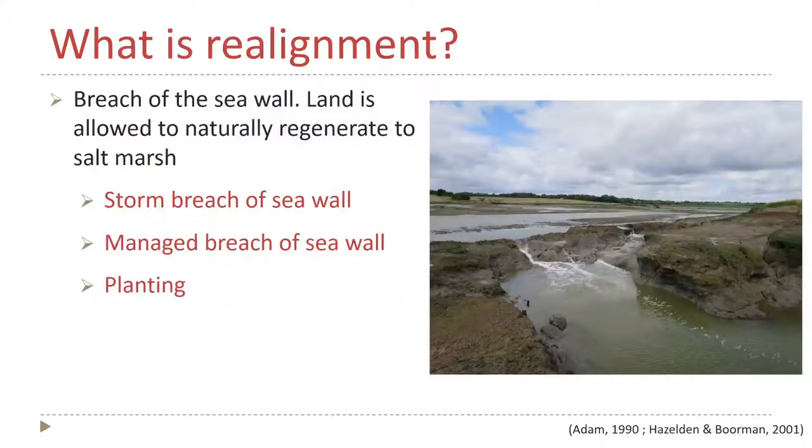So what is realignment or restoration? It's a breach in a seawall and the land is allowed to flood and then regenerate back into a salt marsh. That can be done by either a natural storm breaching the seawall and then the land is allowed to regenerate, or maybe more managed when they actively choose a land to flood, come in, breach the wall, let it flood again. And it can be even more managed when you actually come in and plant species to help with the development of the marsh.